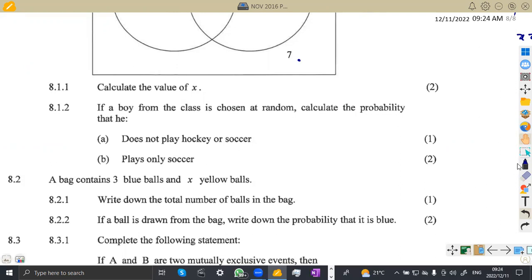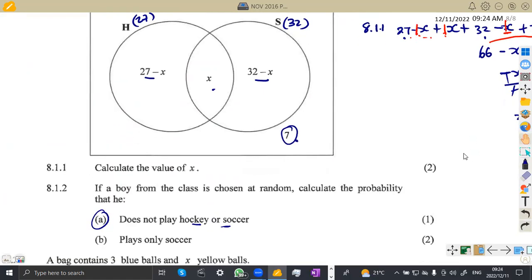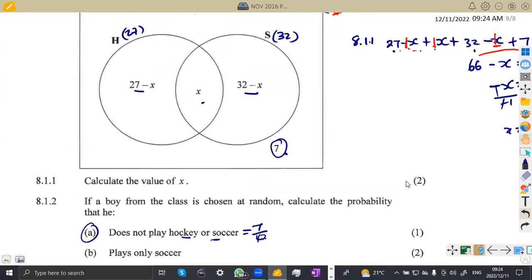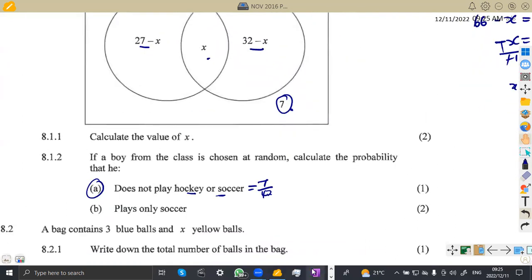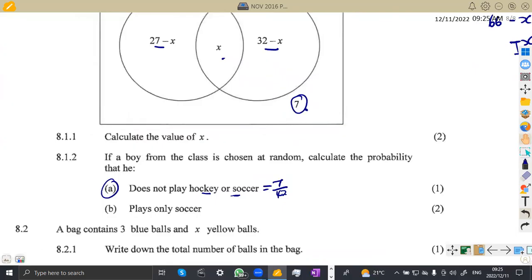Then on 8.12, we are now given: if a boy from the class is chosen at random, that's probability now. So from this part, calculate the probability that a boy does not play hockey or soccer. Okay, does not play any of these. So take note, guys, those who do not play any are given here, which is outside, which is 7. So that is going to be 7 over, remember, probability is the required outcome over the possible outcome. So that's 7 over 42. That was the total here. So you can reduce this, but there's no factor here. Or maybe you can write it as a decimal. So it's 7 divided by 42. Oh, it can be reduced, guys. That's 1 over 6. Sorry for that.